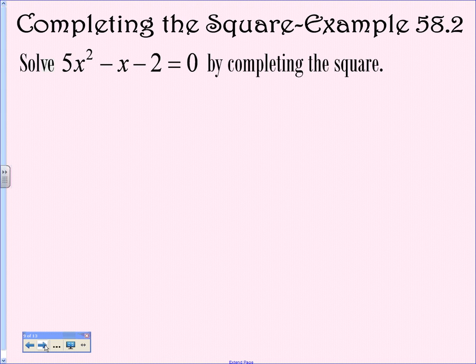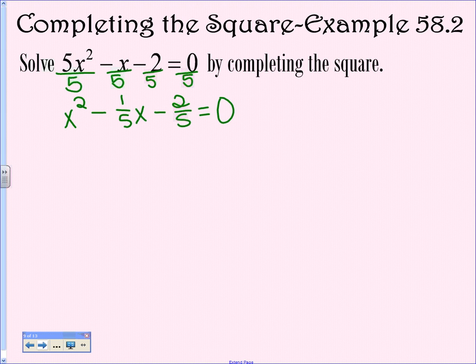What is the very first step that you do? Divide by 5. It is your lead coefficient. So you have x squared minus 1/5 x minus 2/5 equals 0. Now to complete the square, what do we do? Move the 2/5 over.